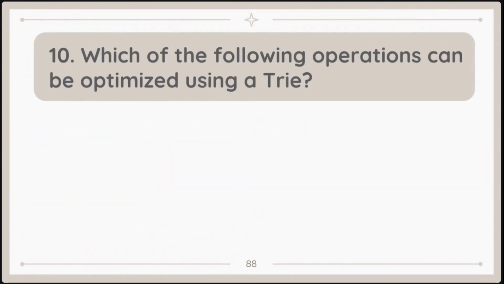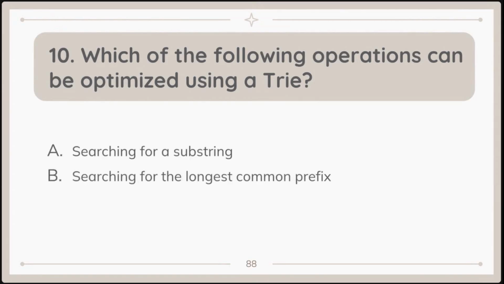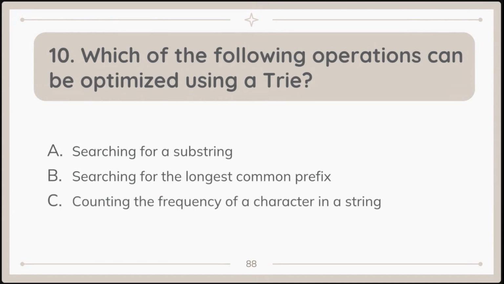The last question is, which of the following operations can be optimized using a trie? Searching for a substring, searching for the longest common prefix, counting the frequency of a character in a string, sorting strings lexicographically. B is the correct answer.